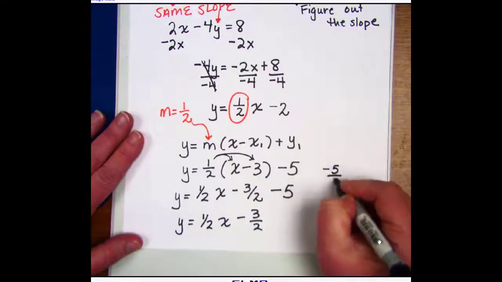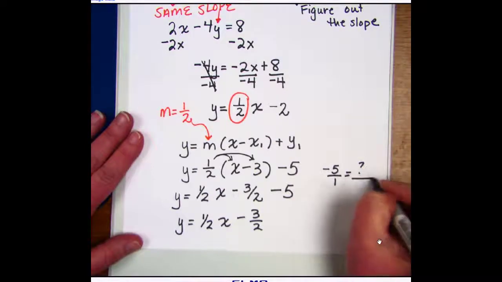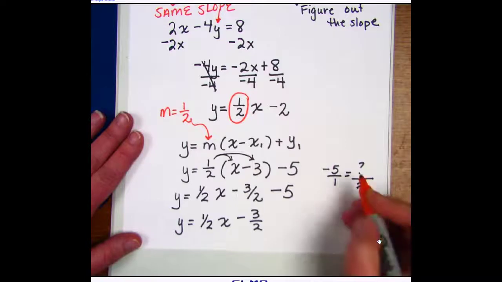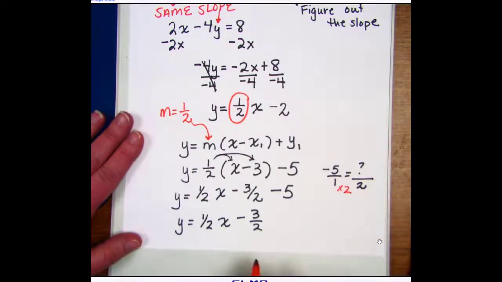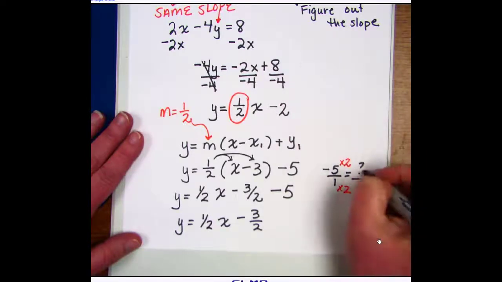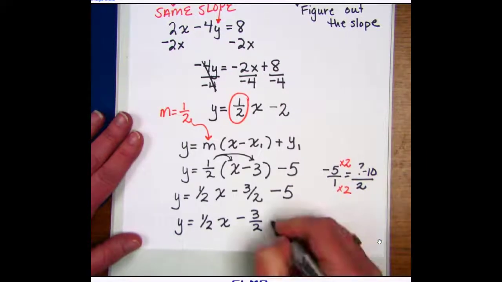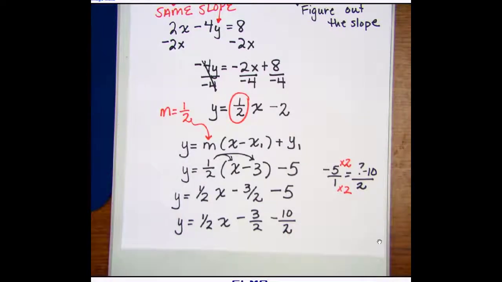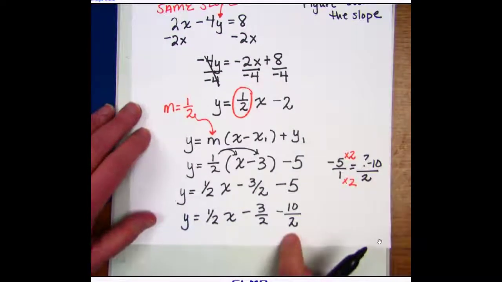Minus 5 over 1 equals what over 2? To go from 1 to 2, I multiply by 2. Whenever I multiply the denominator by something, I've got to multiply the numerator by the same thing. So this is going to be a negative 10 over 2. You may not need to do that, but in case you do, here's how that works.